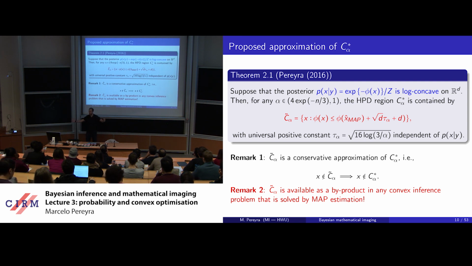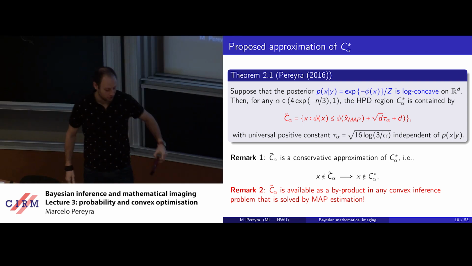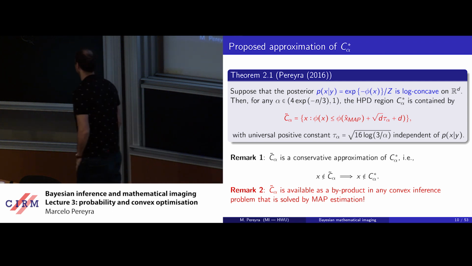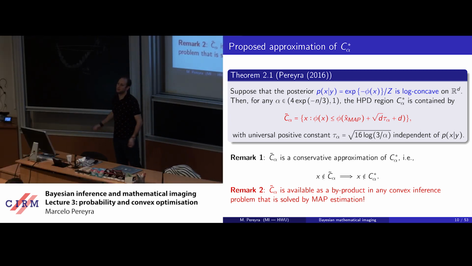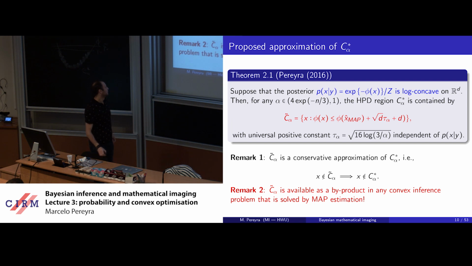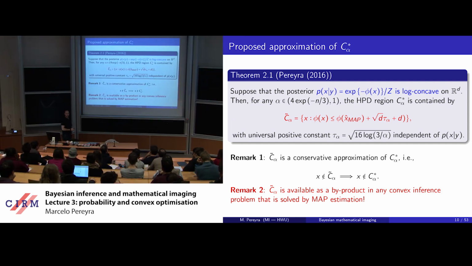You wanted to know that at least 95% of your solutions were there. Well, I'm giving you more than 95%. So I'm telling you, if this solution is falling here, so you're concluding that this is not a very likely solution, then you can do this directly with my approximation. You don't need to compute the exact thing because it includes the other one. And we get it for free just by solving the problem by MAP estimation.